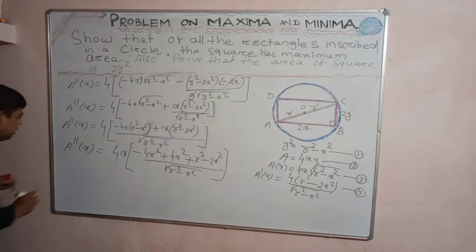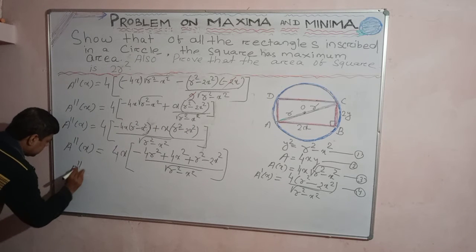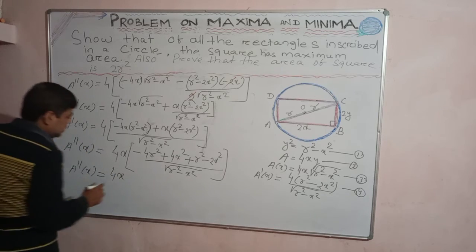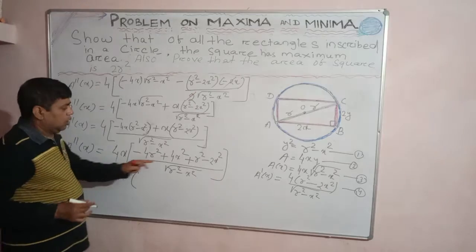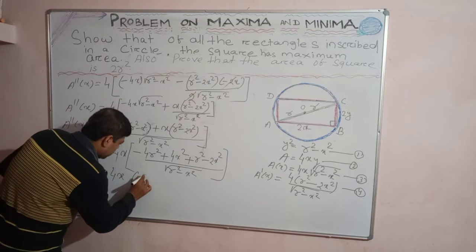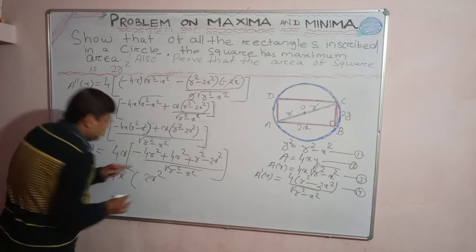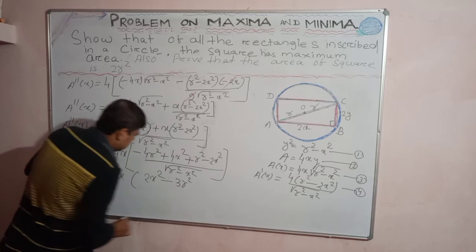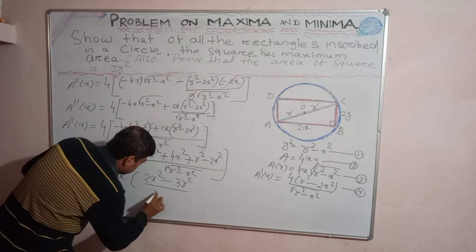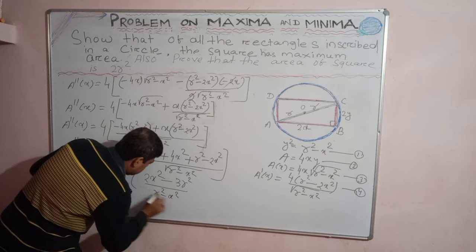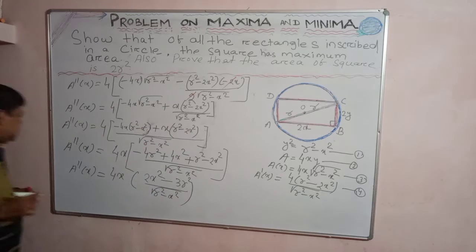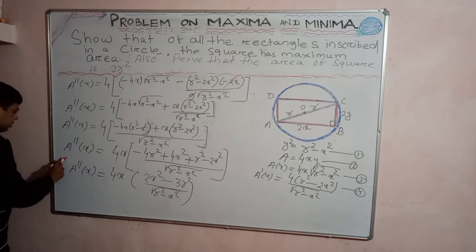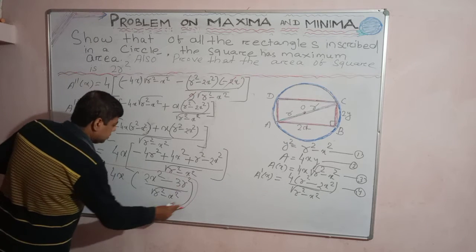Now a double dash x is equal to 4x. Now let us see. 4x square minus 2x square is 2x square. Minus 4r square plus r square is minus 3r square. Is it not? Divided by root of r square minus x square. So finally we got the second order derivative.